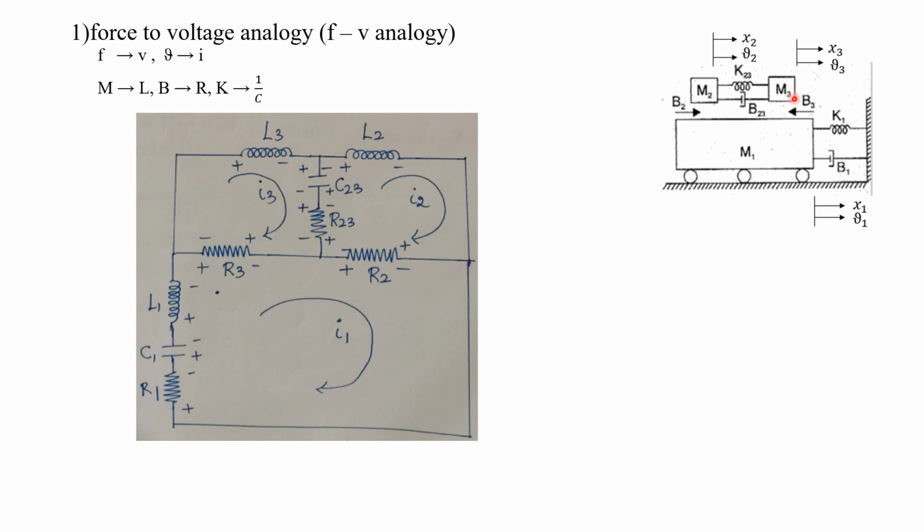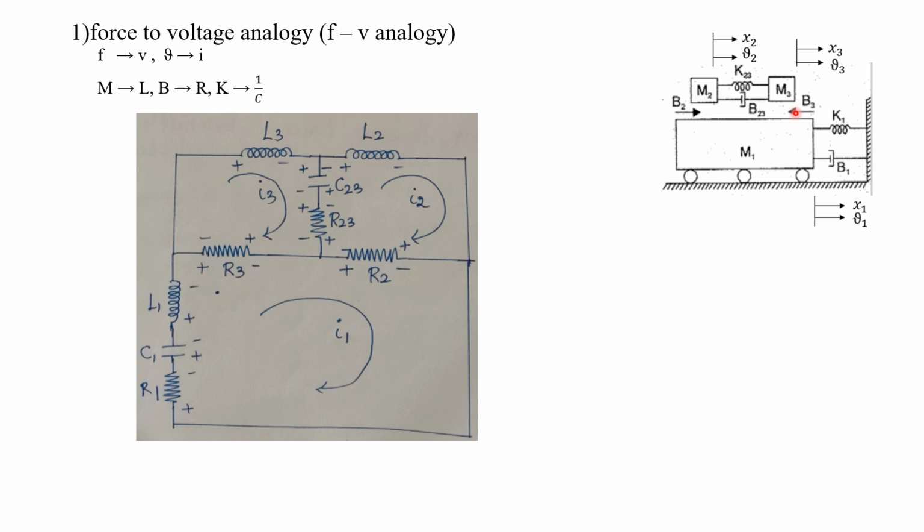Now what are the opposing forces? Its own opposing force due to M3. M corresponds to L, so we have to draw this L3. Understood? Now none of the elements are connected only through this M3, so we have to see the elements that are connected between M3 as well as other masses. Between M3 as well as M2 we have K23 as well as B23. K corresponds to C, that is C23, and B corresponds to R, that is R23, that we have already drawn. So no need to draw it again.